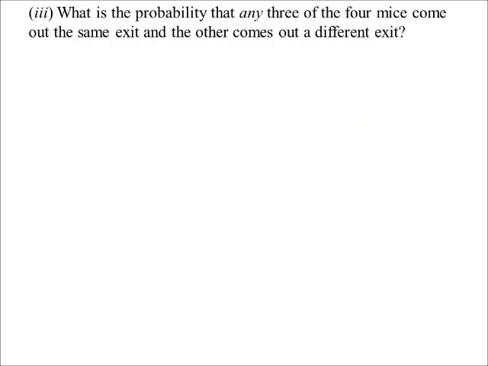What is the probability that any 3 of the 4 mice go out the same exit and the other mouse goes out a different one? Well, we just worked out the probability that D uses a different exit and the other 3 go through the same. Okay? But D was just a mouse.